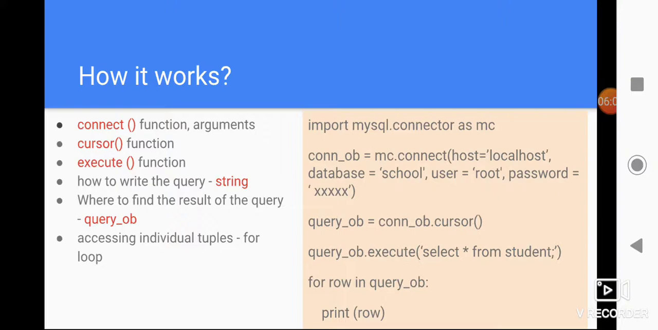Now how to access individual records in the result of the query? For this we are running a for loop. Look closely at the for loop line in the program. It is for row in query_ob. This loop indicates that the result we are looking for is in the query object only. The loop variable row acts as a temporary tuple. The tuples of the result of the query are placed one by one, and inside the loop we are printing that tuple.